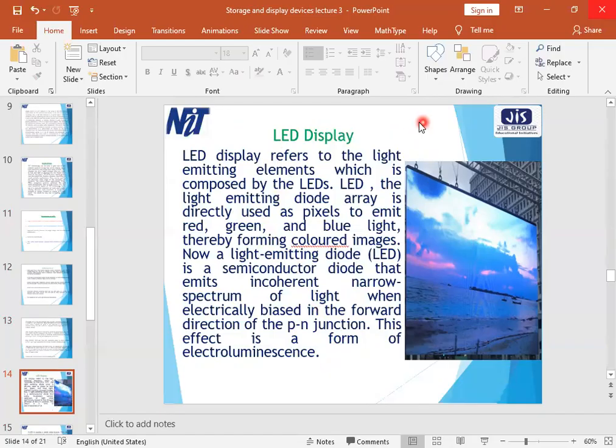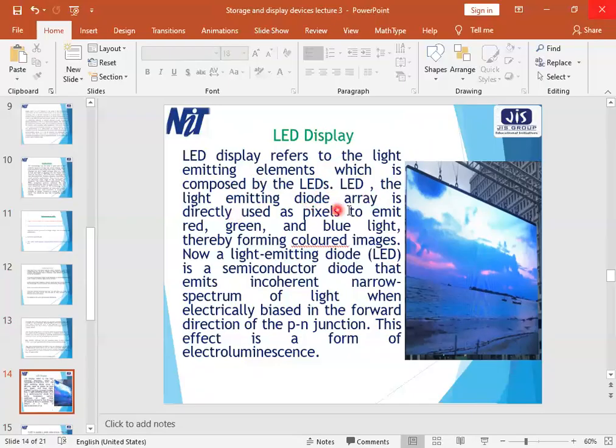Actually, what happens is that there is a conduction band and a valence band. In the conduction band there are electrons and in the valence band there are holes. So when these electrons fall to the holes, and if this energy is an integral multiple of h nu, then we will have the visual sensation, and this particular forward biased PN junction will be called an LED. So LED display refers to the light emitting elements, which are composed of LEDs.